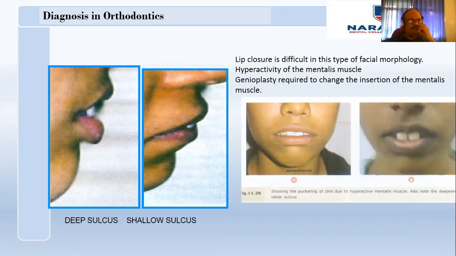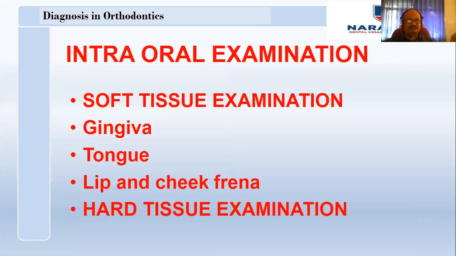Sometimes lip incompetence increases when the lower half of the face increases. That's why you have to take the sequence of steps we have taken. Whether the lower half of the face is increased or not, you have to rule out in your early examination. Now comes the intraoral examination.